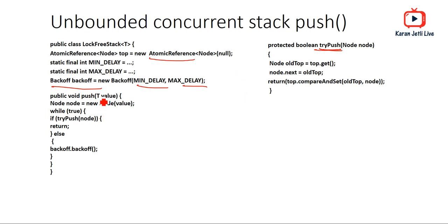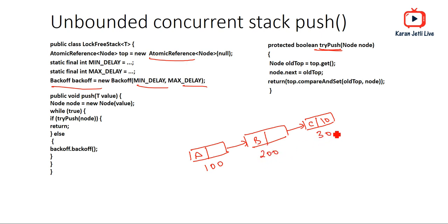Now let us try to push an element to the stack. As I told you in the beginning, our stack is implemented in the form of a linked list. Suppose this is the top and the element stored at top is A. It points to the next element B, which points to the next element C. And after C there is nothing. Suppose the address of the first node is 100, and the addresses of the next nodes are 200 and 300. So A points to B.